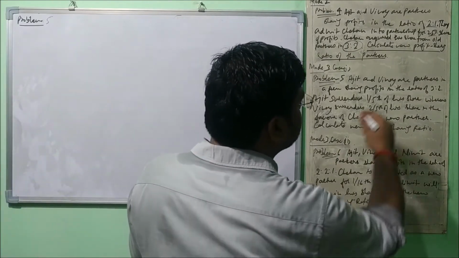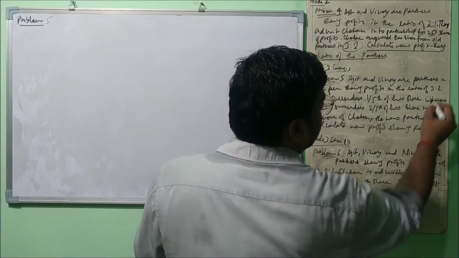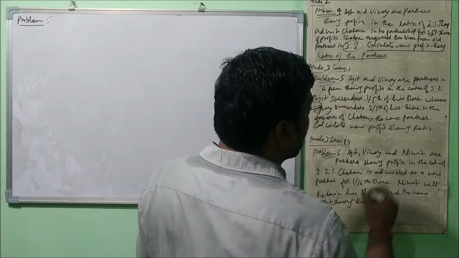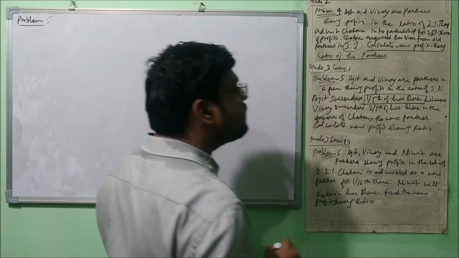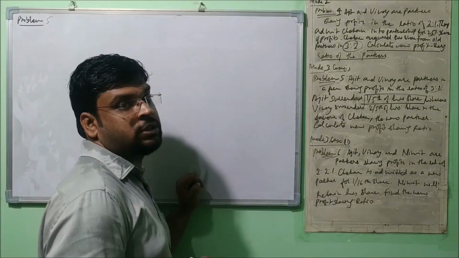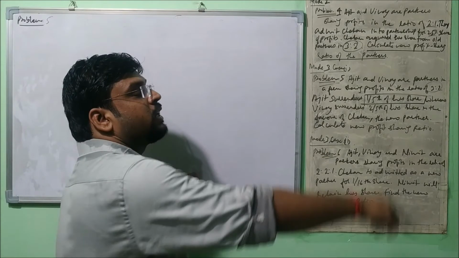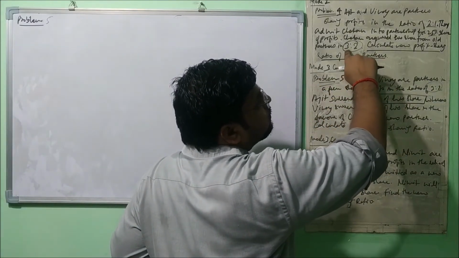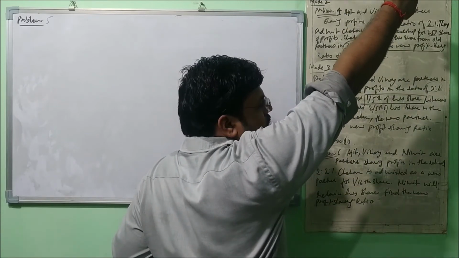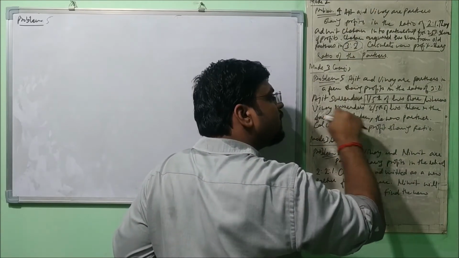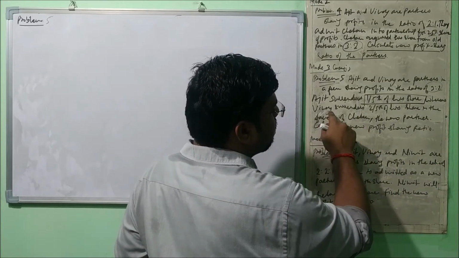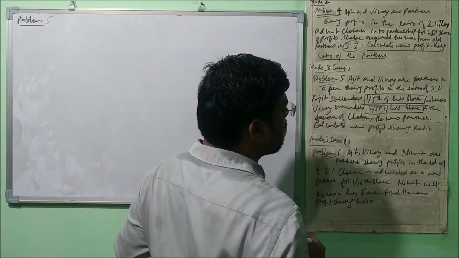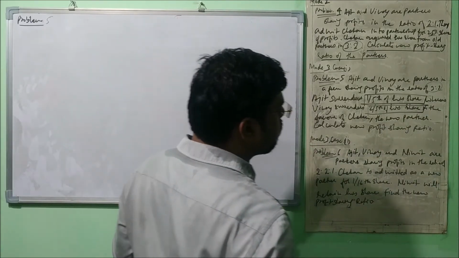Let's read that. Ajit and Vinay are partners in a firm sharing profit in the ratio of 3:2. That 3:2 is their old ratio. Ajit surrenders 1 by 5 of his share. We'll have to focus on it. In the earlier question, it was 3 by 5 of the new partner's share. But here Ajit surrenders from his own share, whereas Vinay surrenders 2 by 5 of his share in favor of Chetan, the new partner. Calculate the new profit sharing ratio.